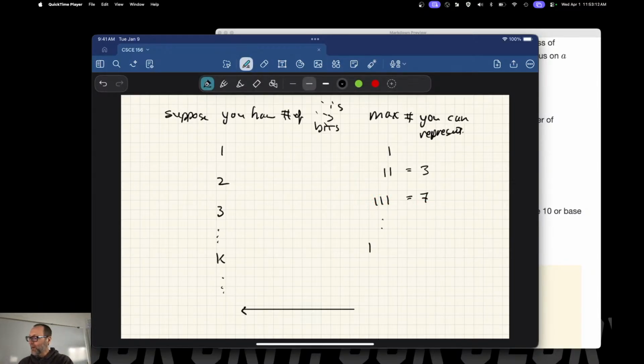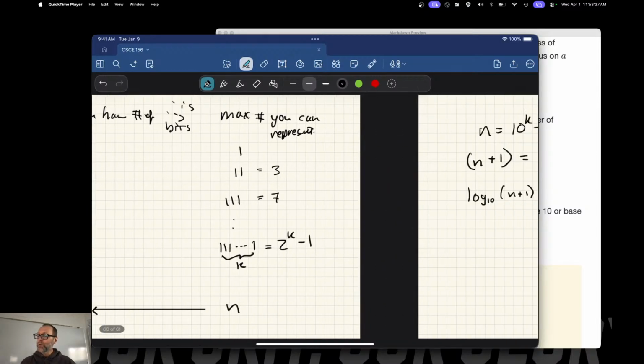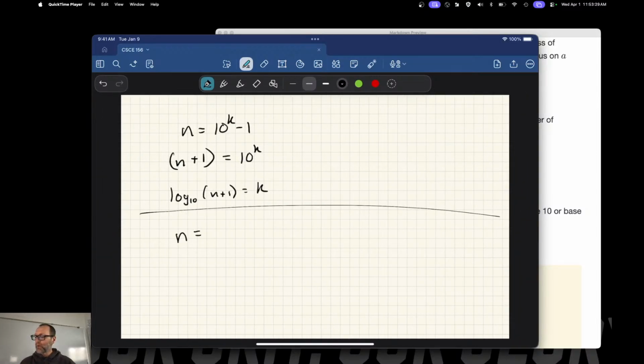If I gave you k of them, dot, dot, dot, k, what is that going to be? 2 to the k minus 1. It's exactly as before. It's just a different base system. Instead of 10, it's going to be 2. So now working backwards over here, n is equal to 2 to the k minus 1. Take 1 onto the other side, 2 to the k. And now how do I get rid of that k? Or isolate that k, I should say. It's going to be log, but in this case base 2, is equal to k.